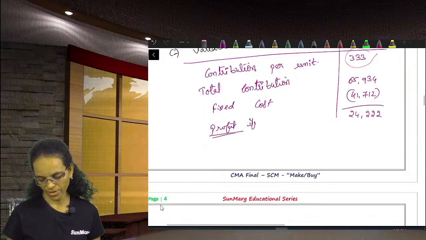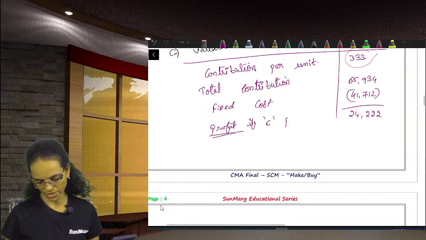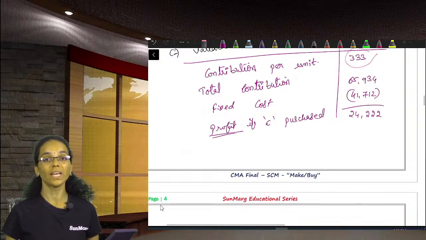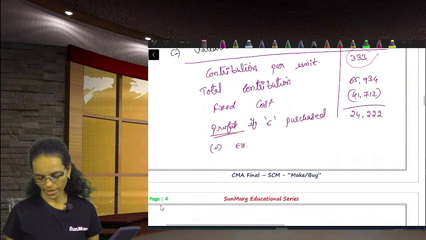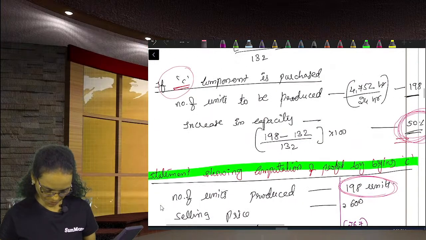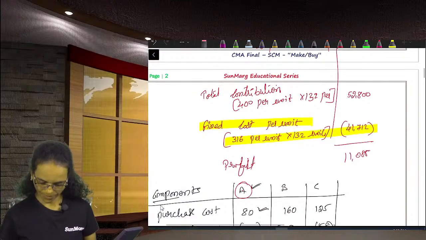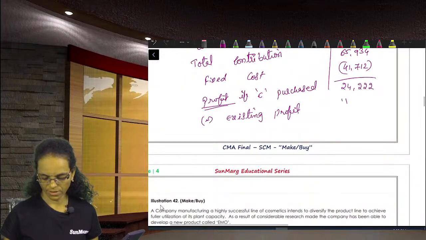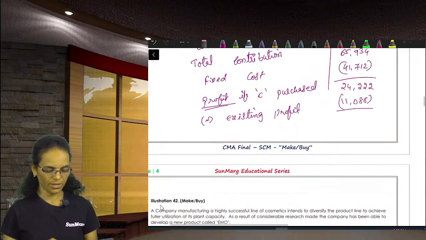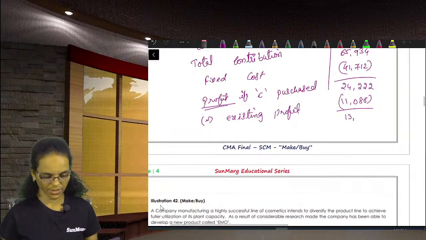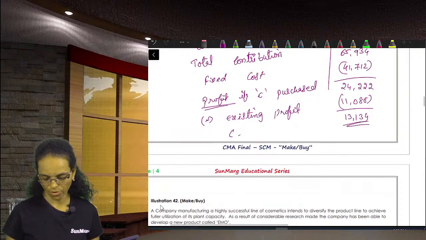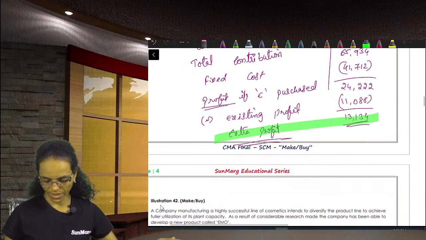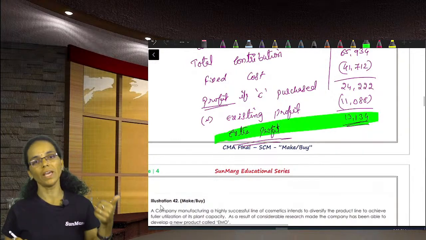Profit if component C is purchased. What was the existing profit? Existing profit we had 11,088 rupees. 11,088 rupees means 13,134 rupees is the extra profit. Extra profit we are getting by purchasing a component C from the external market.